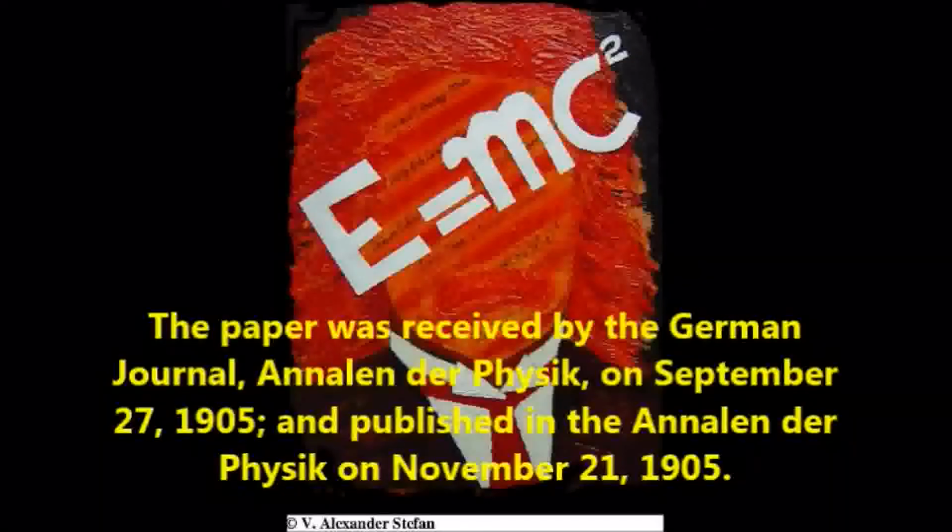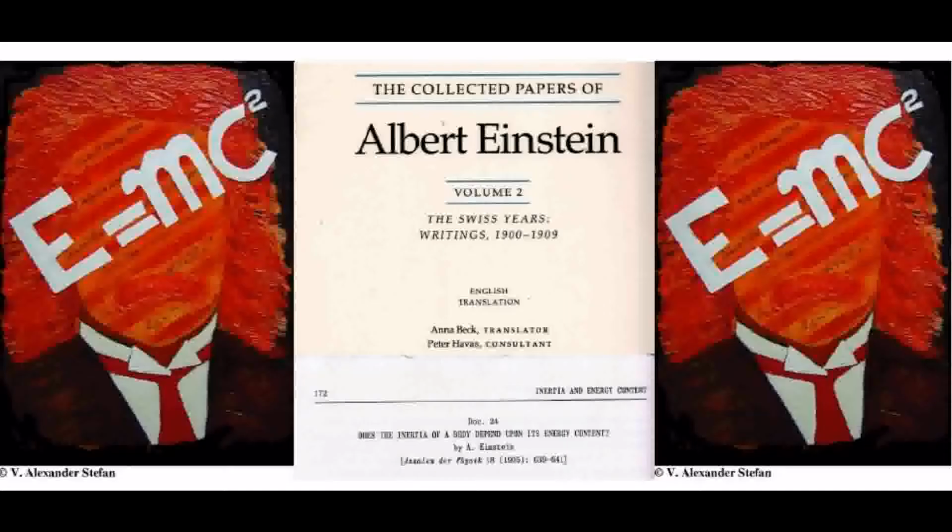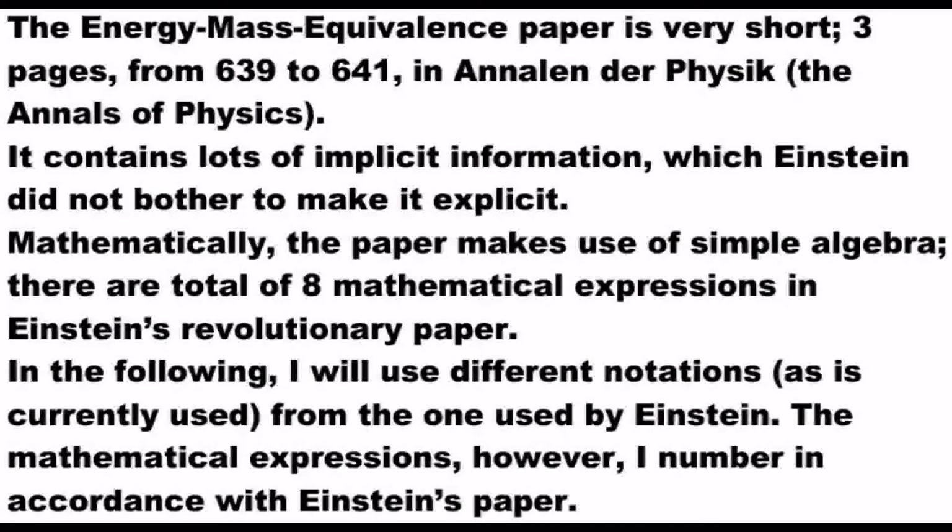Einstein's paper was received by the German journal, The Annals of Physics, on September 27, 1905, and published in the journal on November 21, 1905. The energy-mass-equivalence paper is very short, 3 pages, from 639 to 641, in the Annals of Physics. It contains lots of implicit information, which Einstein did not bother to make explicit.